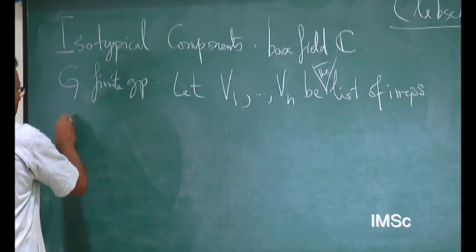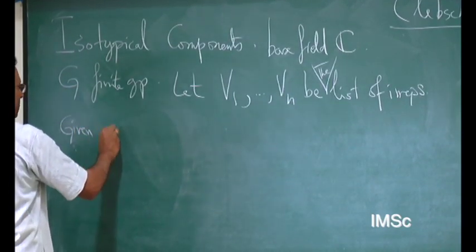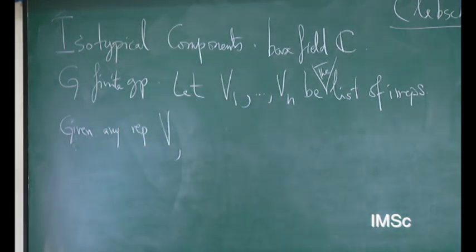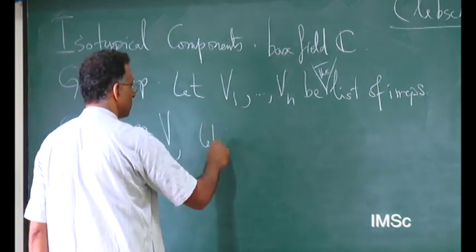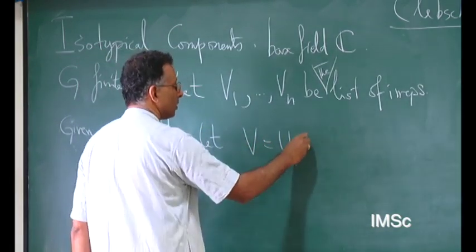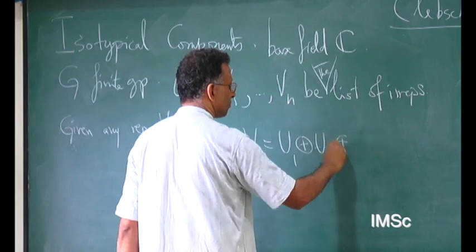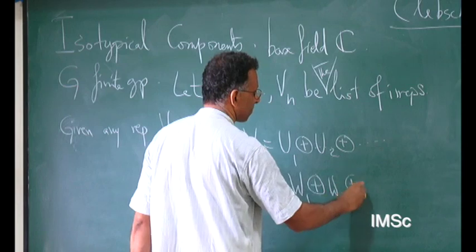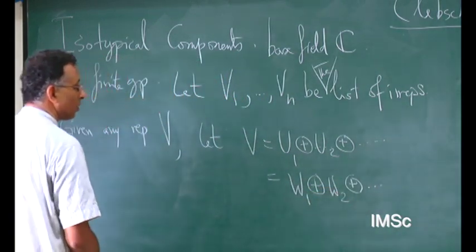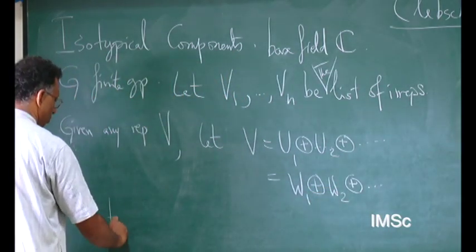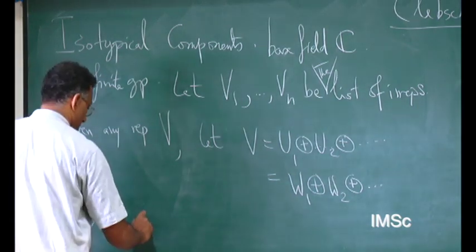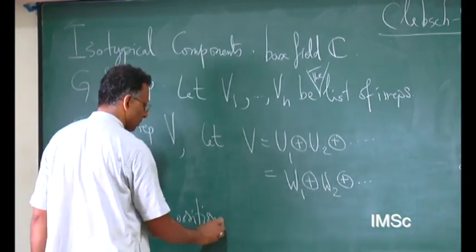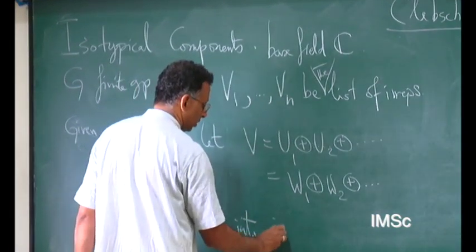Okay. Now, given any representation V, let V equal U1, U2, and so on, be two decompositions into irreducibles.